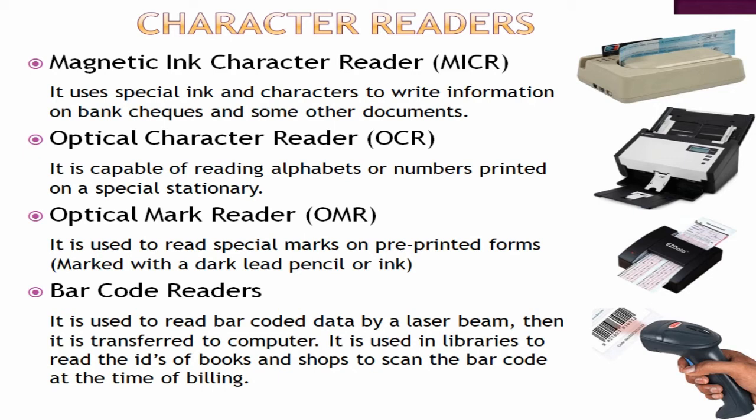What are character readers used for? They are used for applications where a large volume of data from entry forms is to be fed into a computer in a very short time. Human error is also minimized in this method of data entry. Character readers are basically of two types, MICR and OCR. They include magnetic ink character reader, optical character reader, optical mark reader, and barcode readers. All these come under character readers. So what is MICR? Magnetic ink character recognition or character reader.